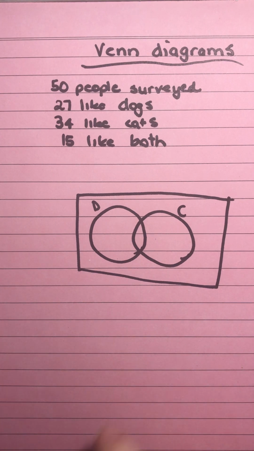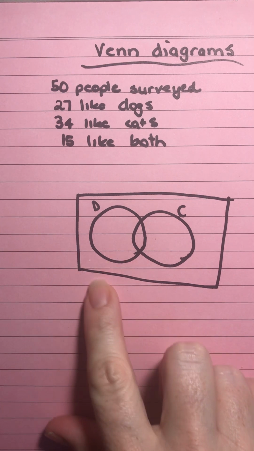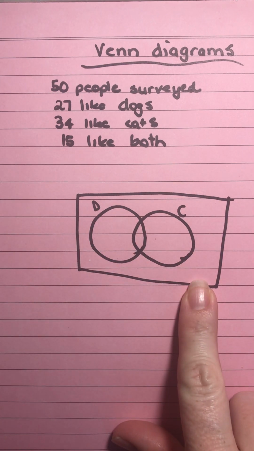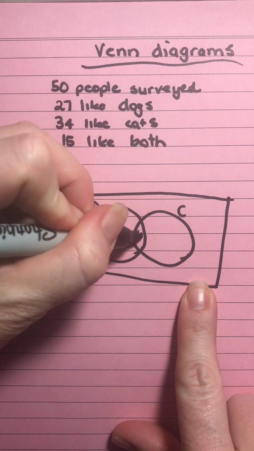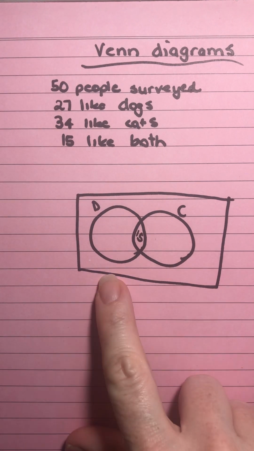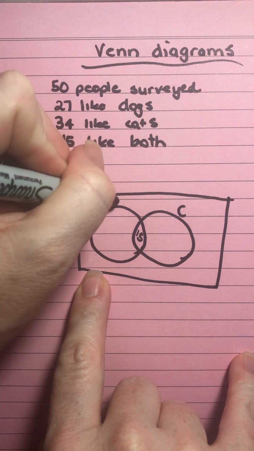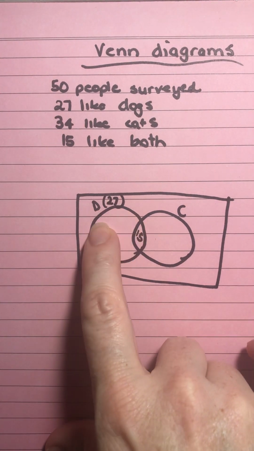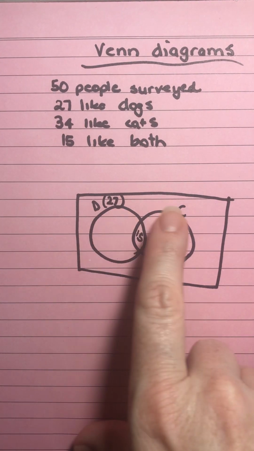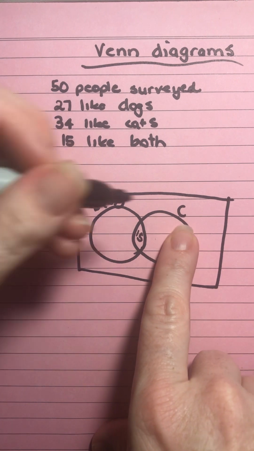To start with, I'm going to put that information into my Venn diagram and put in what I know. So I know that 15 like both. I know that for the dogs, the total is 27. I like to write that at the top with my D, so that reminds me that it's there. And for cats it's 34.